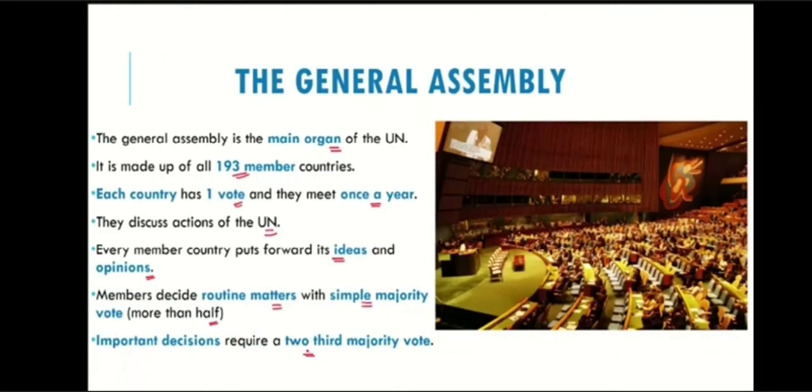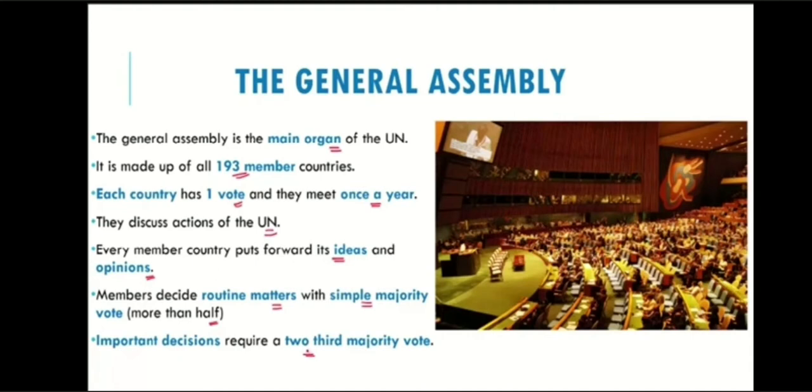So first of all, the General Assembly. So students, the General Assembly is the main organ of the UN, just like in our body, our brain is the main organ. So the General Assembly is the main and the largest body of the UN, which is made up of 193 member countries. And each member country has one vote.